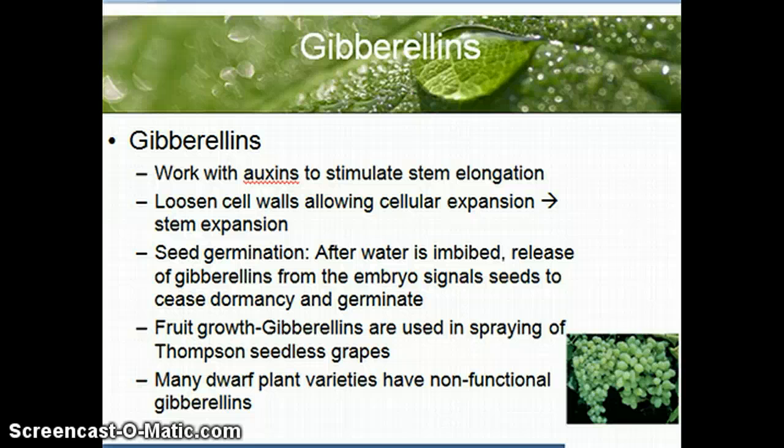With seed germination, after water is imbibed in the seed, so the seed comes out of dormancy, the release of gibberellins from the embryo signals the seed to cease dormancy and to start germination. With fruit growth, gibberellins are used, for example, in the spraying of Thompson's seedless grapes to promote an abundance of that fruit. And many dwarf plant varieties have non-functional gibberellins, which is kind of interesting.